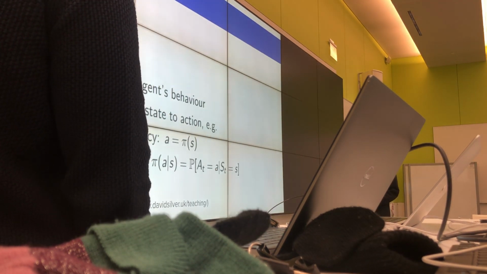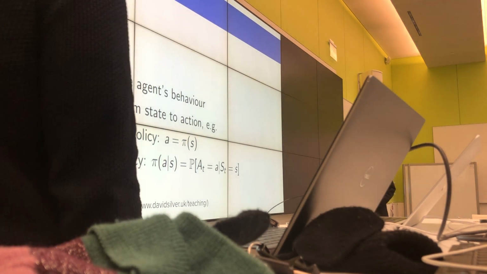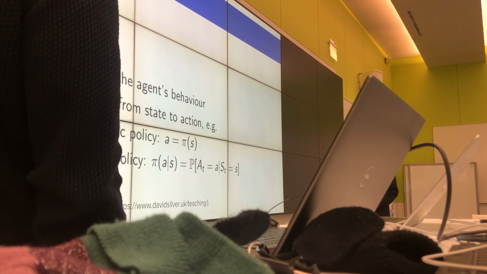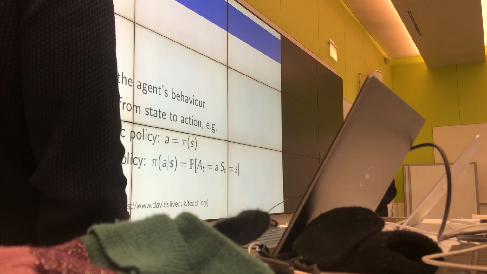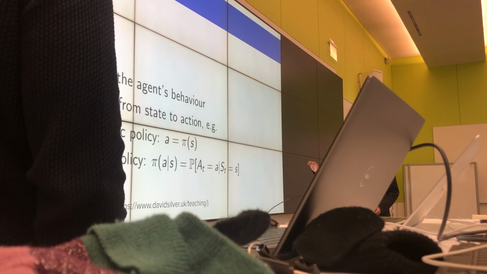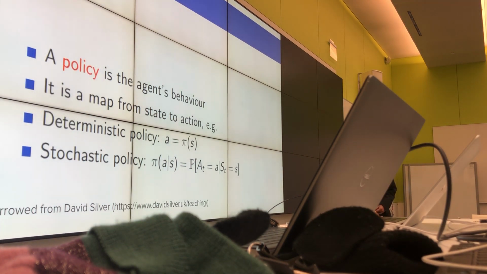Right, so this policy is a map from state to action. You can have either a deterministic or a stochastic policy. For a deterministic policy, you just go from state to action. This is the same as a strategy in typical game theory. And then here we have pi of A given S, which is just the probability that you take any action in a given state.